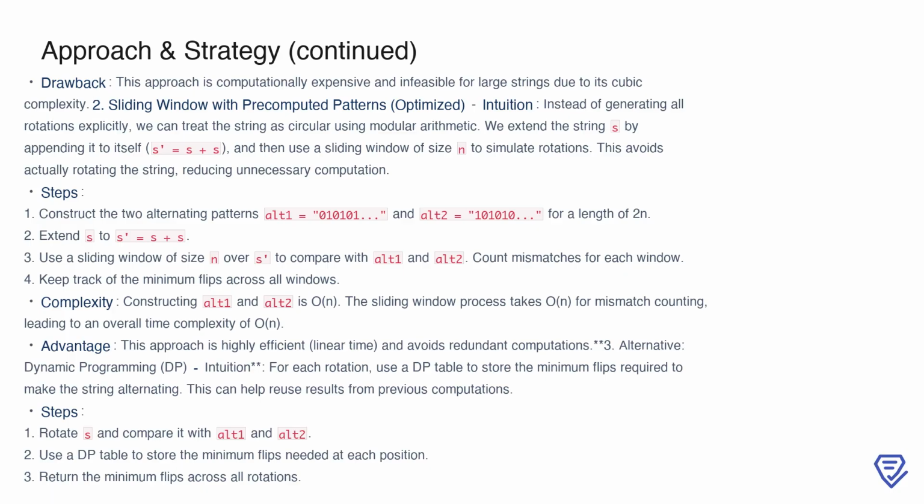To implement this, we first pre-compute the two alternating patterns for a string of length 2n. These are the targets we will compare against. Then, as we slide the window over the extended string, we count mismatches between the window and each of these patterns, tracking the minimum flips required. This approach leverages modular arithmetic to handle the circular nature of the string, making the process highly efficient. The time complexity here is linear, O(n), as we avoid the overhead of explicit rotations and redundant computations.